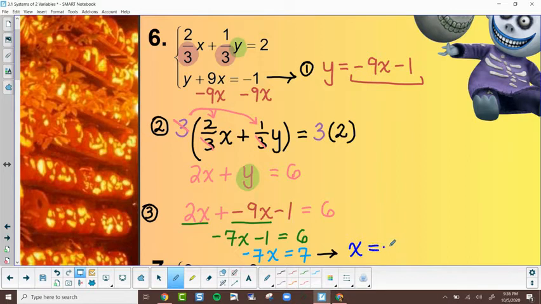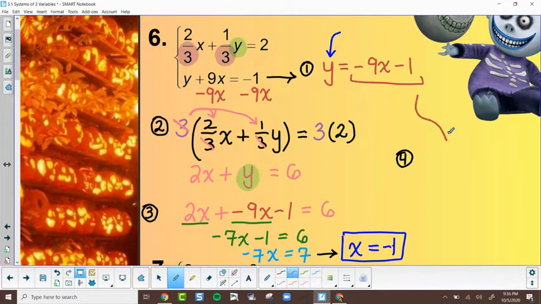All right, well, with systems, I need a coordinate. I need to find an x and a y that work for both. Well, here's the good news. I already solved for y up here. So for that fourth step, make sure you find the other variables.